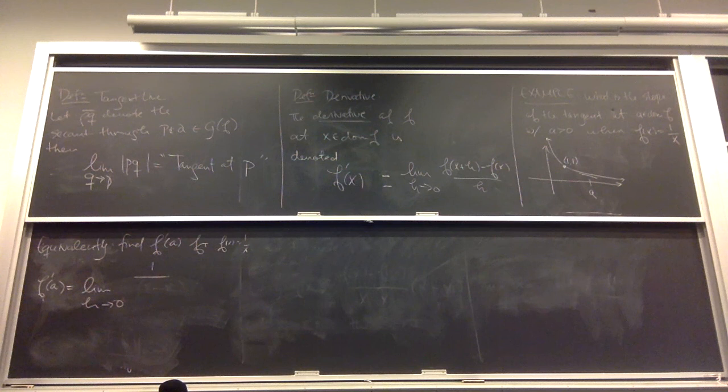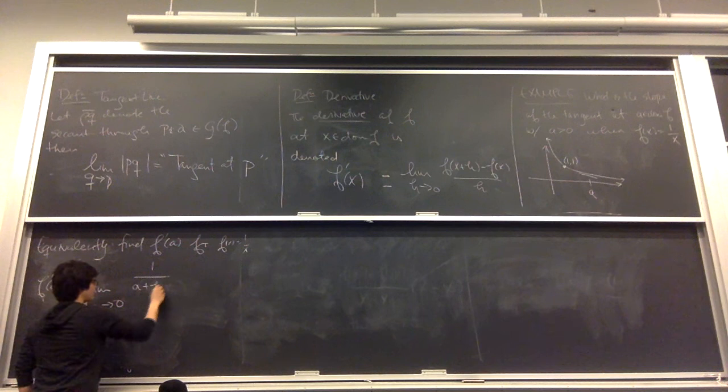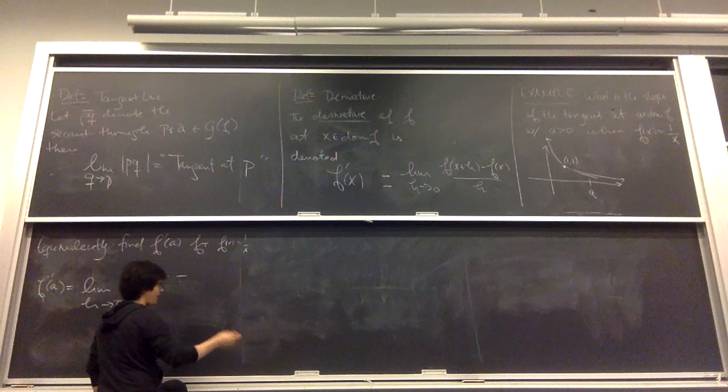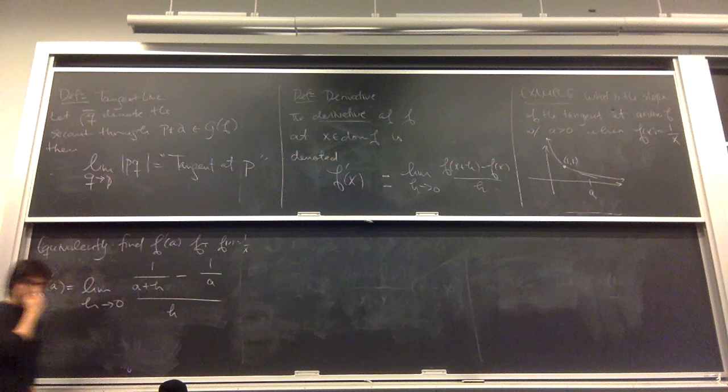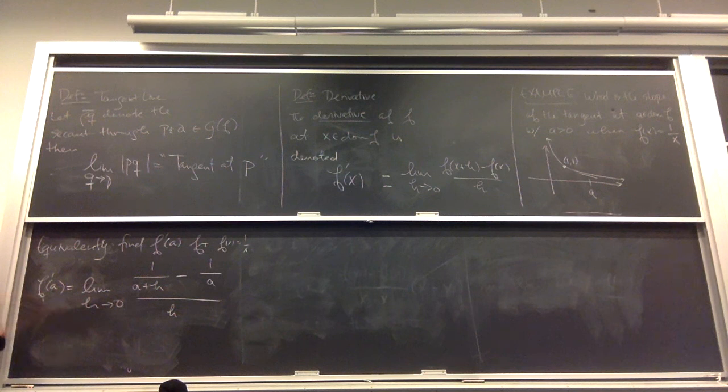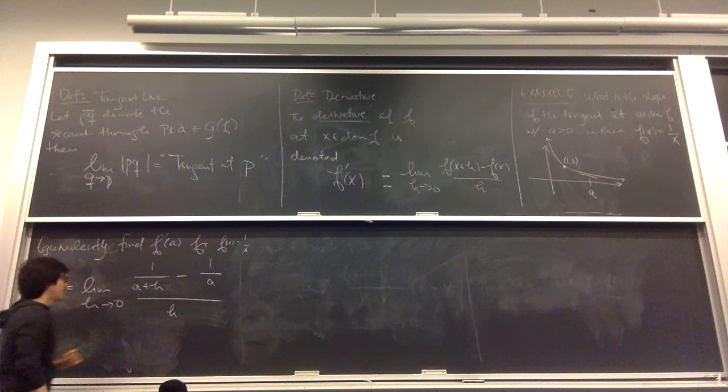A. A plus h, right? This is the f of x plus h. Then we have to subtract minus f of a, which is 1 over a. And then we have to divide by h. Okay, so now what comes after this is just basic limit calculation. So we'll try to put in 0, and some bad stuff happens, right? Because we're dividing by 0 here, and we're not allowed to. So we're going to have to at least reorganize things a bit.